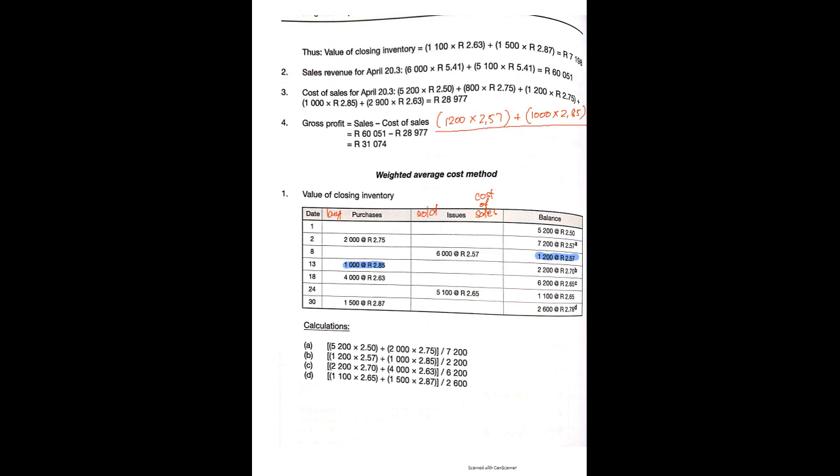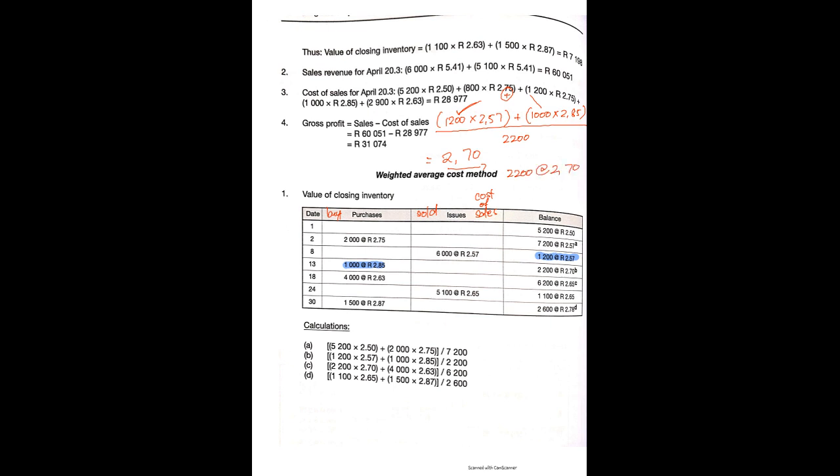You're left with 1,200 plus 1,000. 2,200 units are available. That gives you a new weighted price. So basically, every time you purchase, you would have to calculate a new weighted price. So 2 Rand 70 is your new cost. So you now are sitting with 2,200 units at 2 Rand 70.